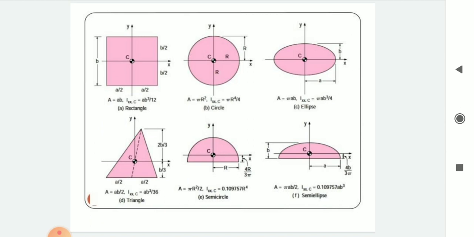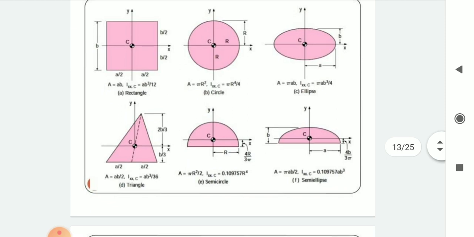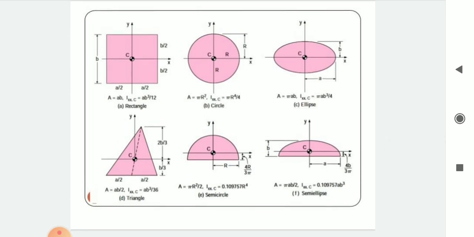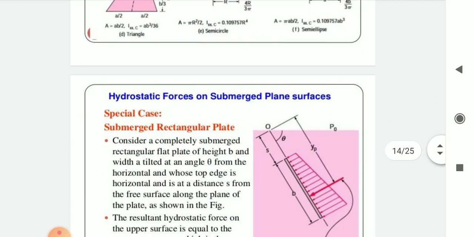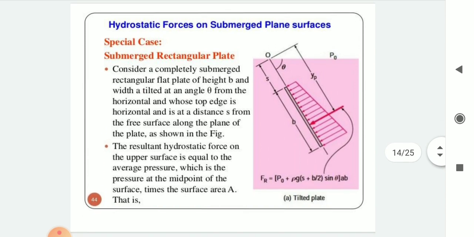For a rectangle, area is equal to A times B, and Ixxc is equal to A B cube divided by 12, where height is B and width is A. Such like that, all the shapes have their areas and Ixxc given for the different shapes: rectangular, circle, ellipse, triangle, semicircle, semi-ellipse, etc. Special case: submerged rectangular plate.